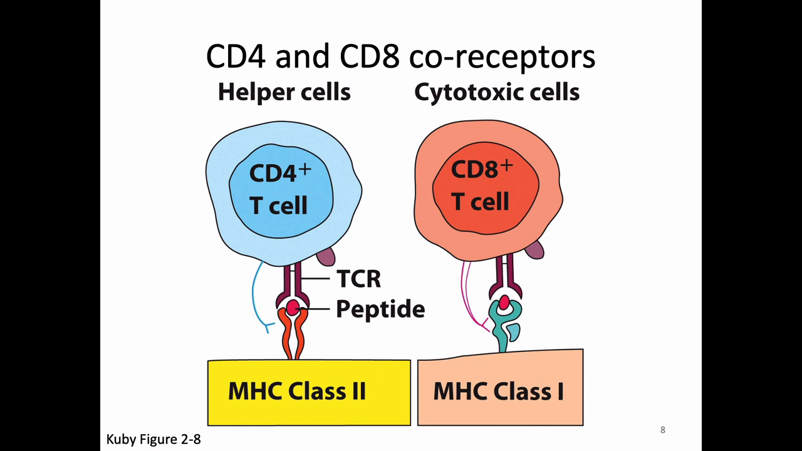So you can see that CD4 binds to the back area of MHC class II to stabilize the interaction. So it's okay that peptide MHC plus TCR have lower affinity, because you have this additional stabilizing protein. Same thing, CD8 binds to the back of class I. Class II goes with CD4 cells, and class I goes with CD8 cells, because of that biochemical interaction. So that's super important for the outside of the cell, but it turns out this is also really important for the inside of the cell.